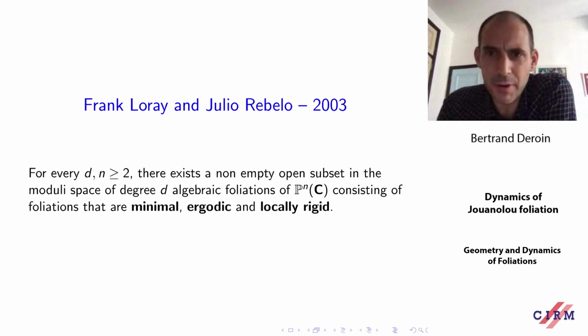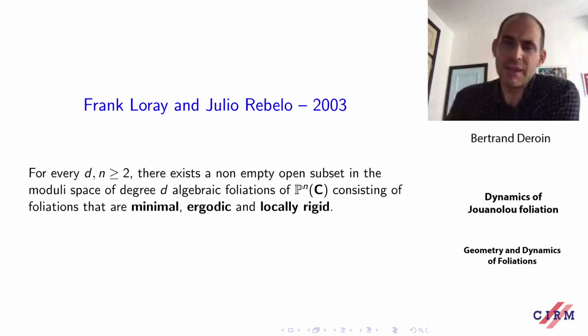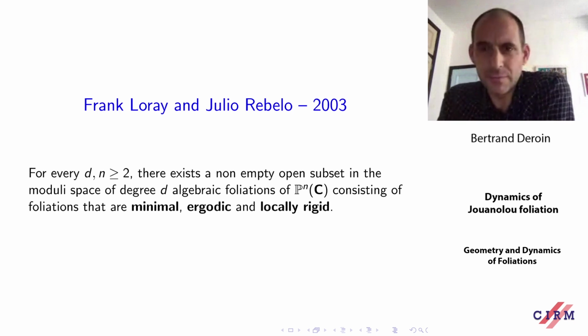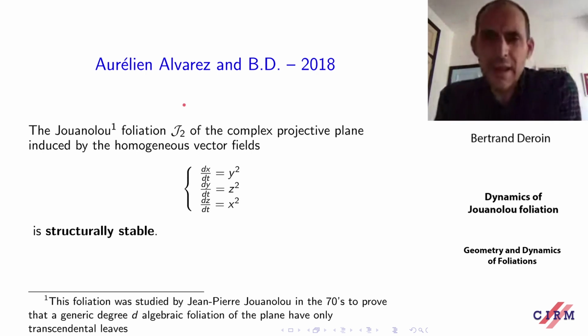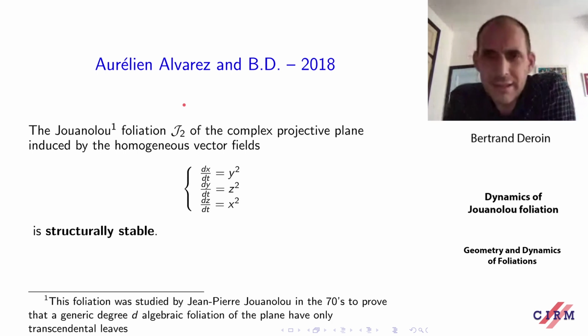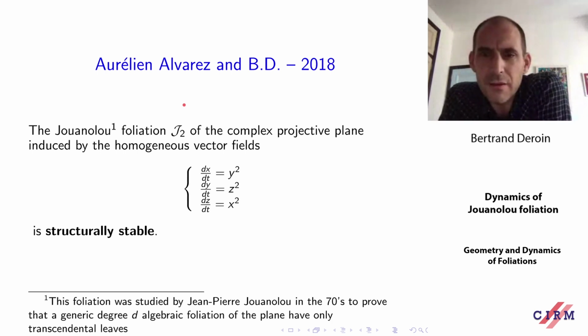So I described many results showing that in the moduli space of degree D foliations of the complex projective spaces, we have very chaotic behavior. And in fact, I would like to describe a result that we obtained, as I said earlier, showing that we also have a completely distinct kind of behavior arising in these moduli spaces.